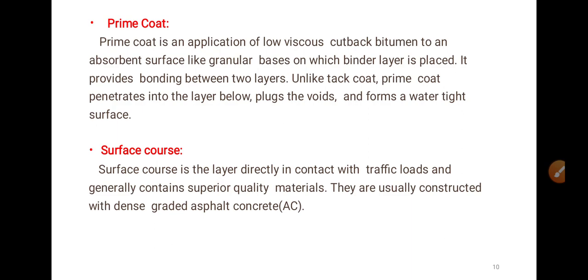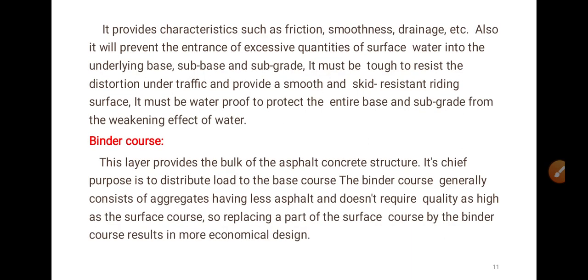It is the layer directly in contact with the traffic loads and generally contains superior quality materials. They are usually constructed with dense graded asphalt concrete, AC. Since it comes directly in contact, there will be friction between the wheels of the vehicle and the aggregate provided at the surface course. Therefore, it should be hard enough to sustain the friction. That's why superior quality material is used at the surface course.